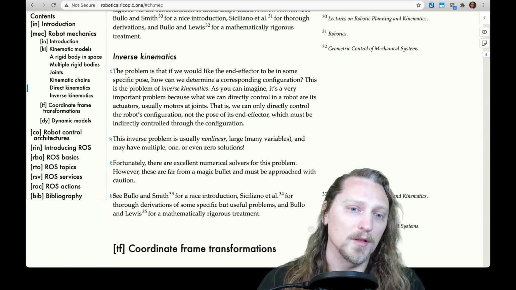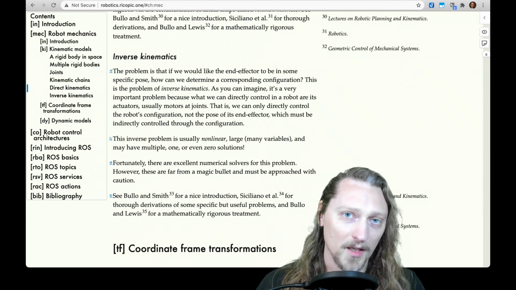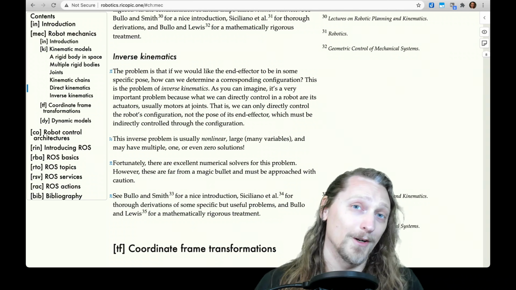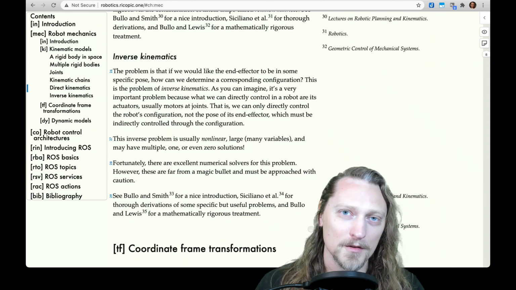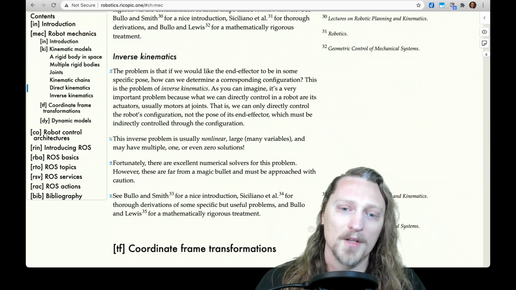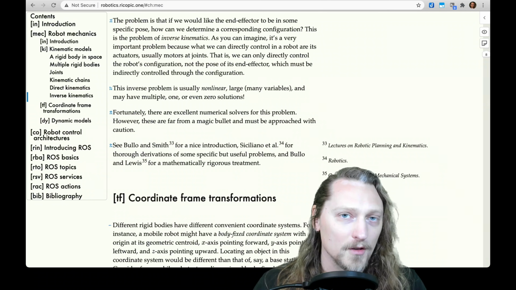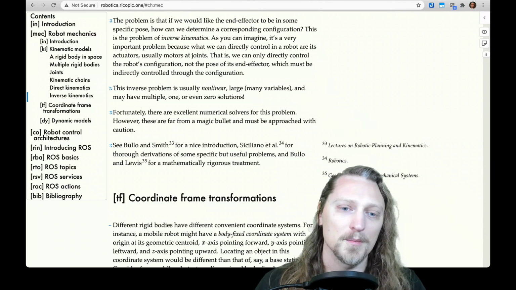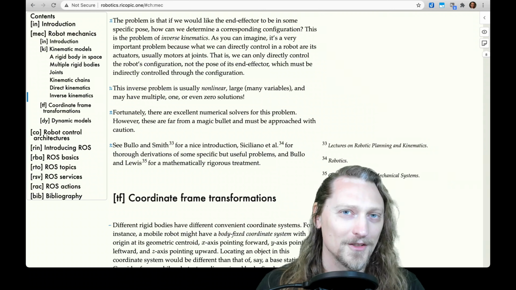This inverse problem is usually nonlinear, large, meaning many variables, and may have multiple, 1, or even 0 solutions. Fortunately, there are excellent numerical solvers for this problem. However, these are far from a magic bullet and must be approached with caution. See Bullo and Smith for a nice introduction, Siciliano et al. for thorough derivations of some specific but useful problems, and Bullo and Lewis for a mathematically rigorous treatment.